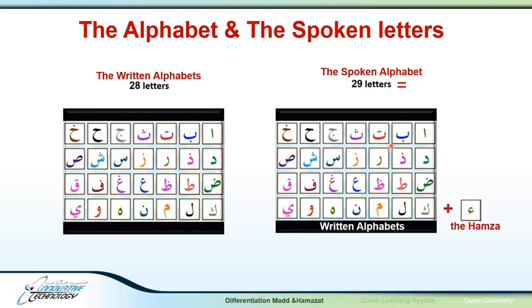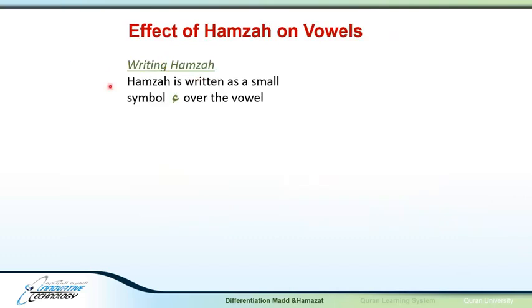So if we add the Hamza to those 28 letters, we end up with 29 letters. We need to concentrate now on this added Hamza, where we're going to explore how it would affect the vowels. First, we'll illustrate how adding a Hamza on a vowel would affect how we write the vowel. Hamza is written as a small head of the Ayn that is just written on top of the vowel.